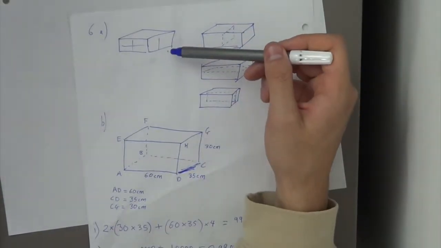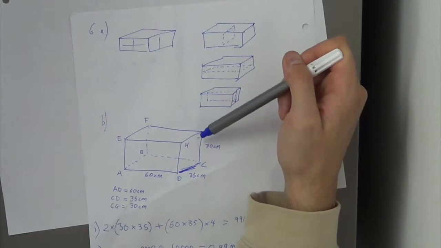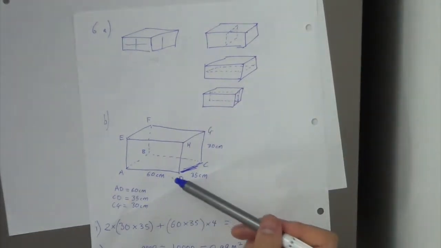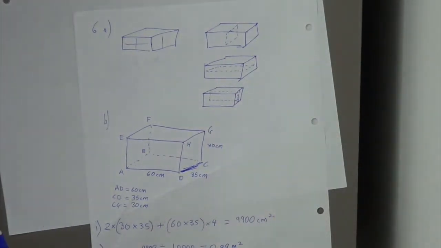So here's a diagram. It shows a cuboid. This one's a better one, okay, with the corresponding lengths of each side. Write down the number of planes of symmetry of this cuboid, okay?